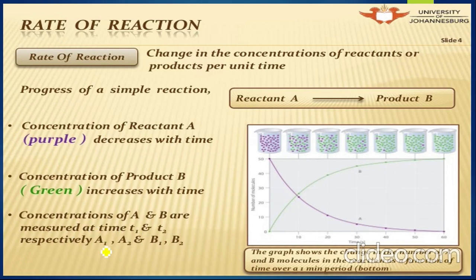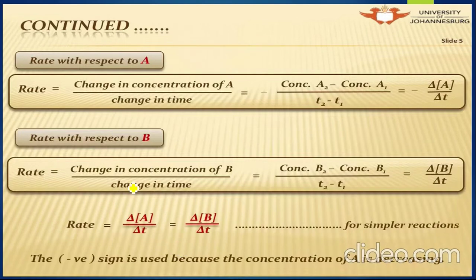Respectively, we can have the initial reactant concentration, which is A1, and the final reactant concentration, which is A2. And we can have the initial product, which is B1, and the final product, which is B2. So this is what you're supposed to know here. And then here, I'm sure you have a clear picture of whatever I was doing there.